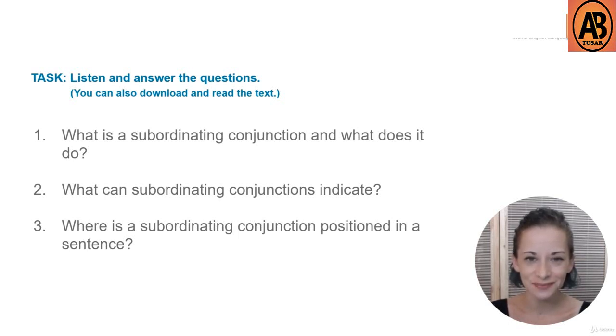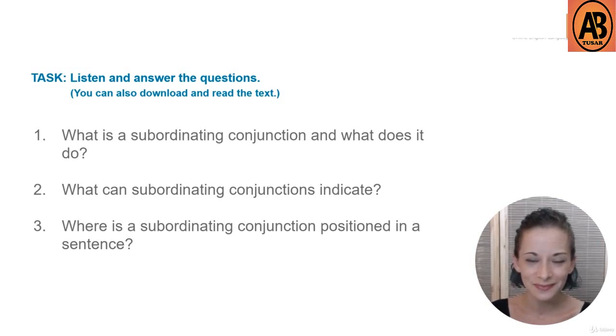How did you get on? Number 1. A subordinating conjunction is a word or phrase that introduces a subordinate clause. 2. A subordinating conjunction can indicate relationships of time, place, and cause and effect. And 3. A subordinate conjunction is positioned before the subordinate clause in a sentence.